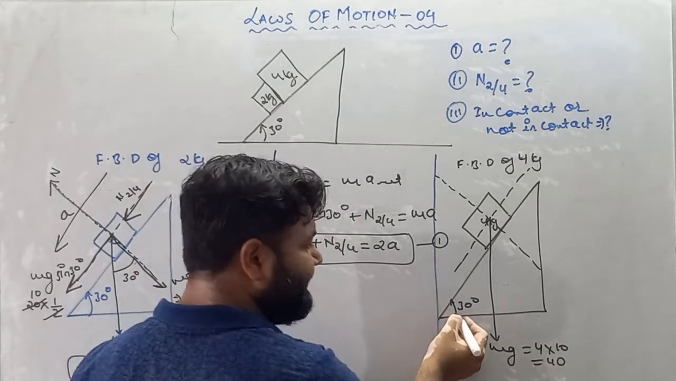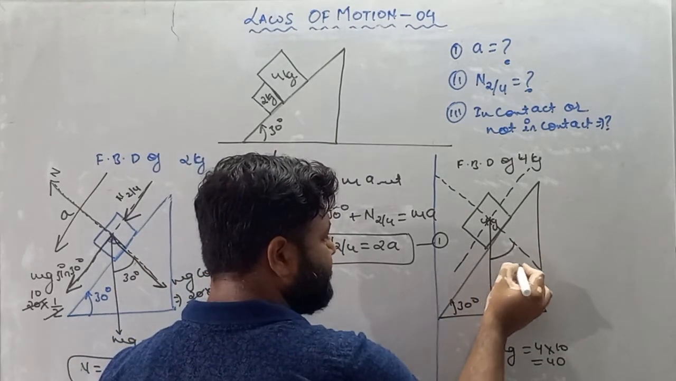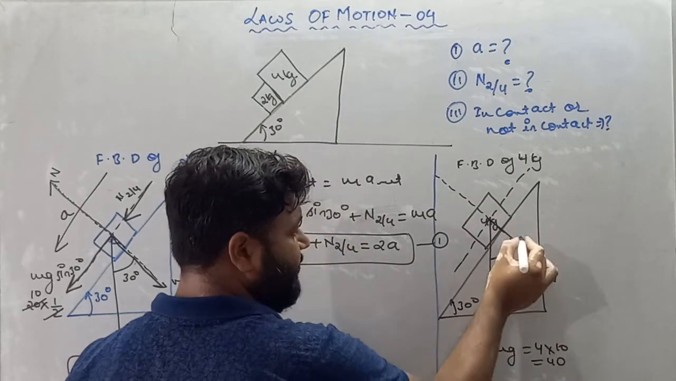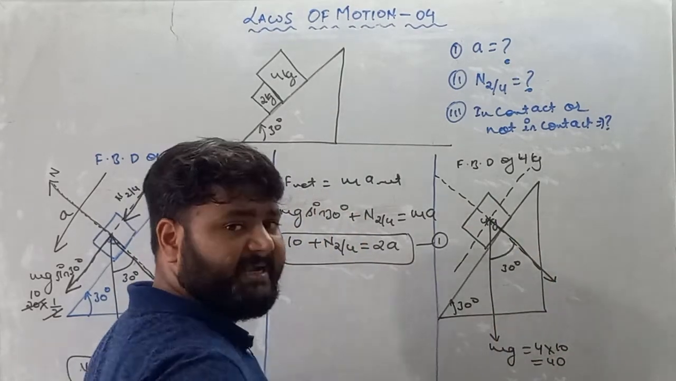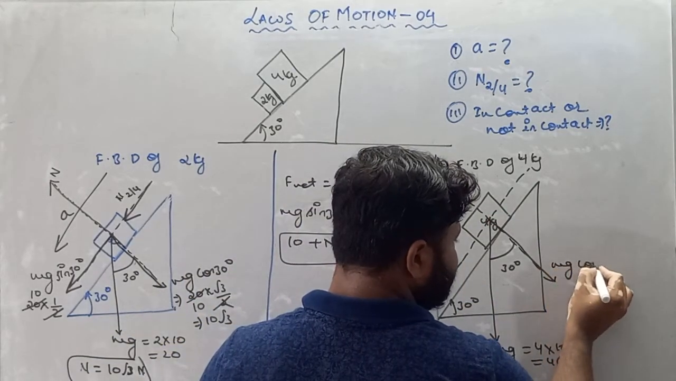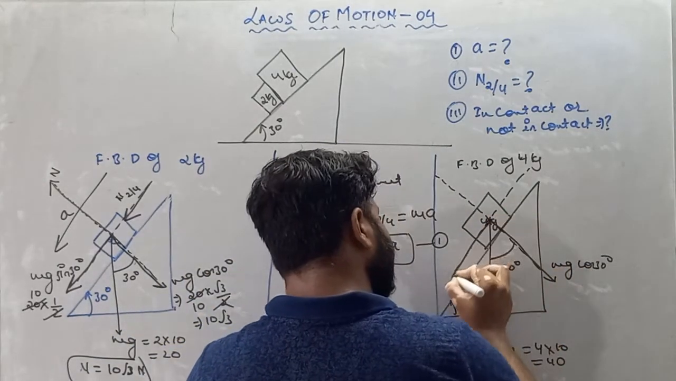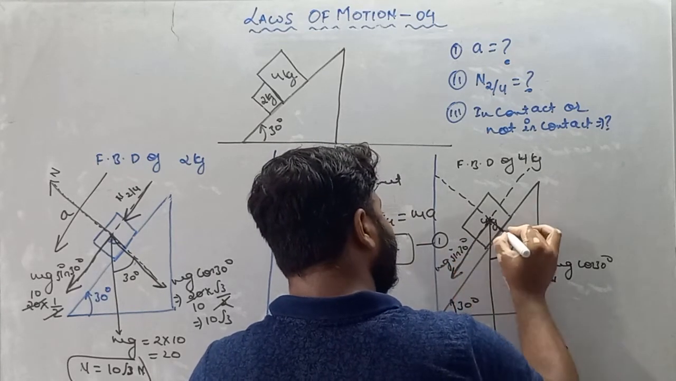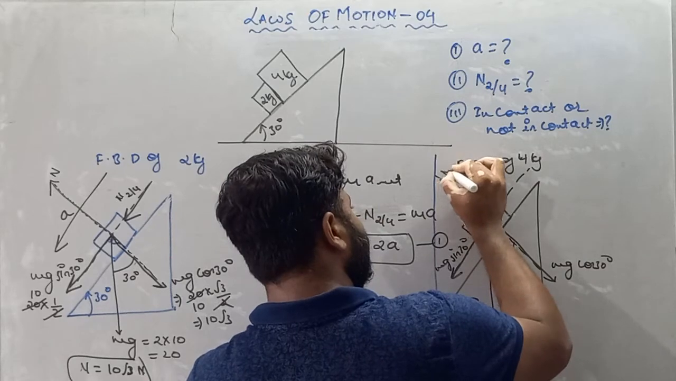Now see, this angle is 30, so this angle will also be 30. One component of weight is in this direction, along this axis the angle is made, so the cos component must be along this axis. It is mg cos 30. In this direction it is mg sin 30. In the upward direction, normal.